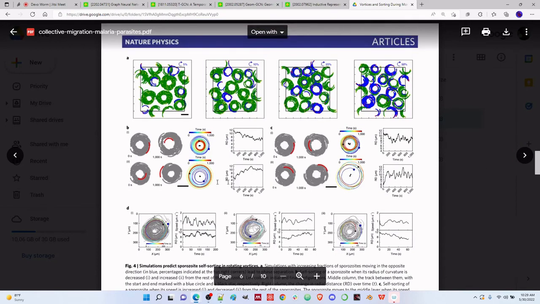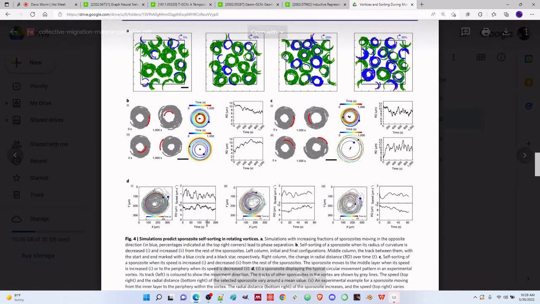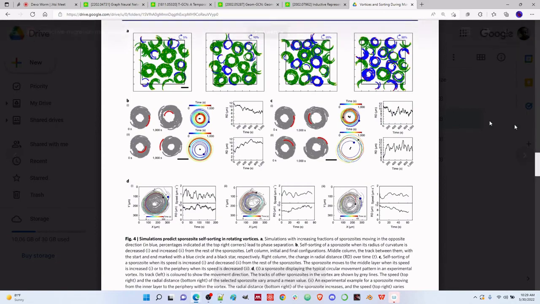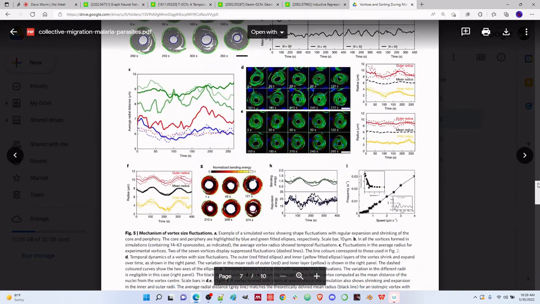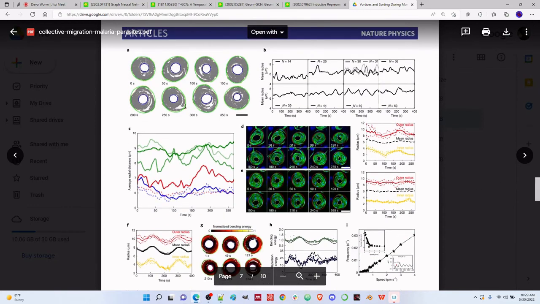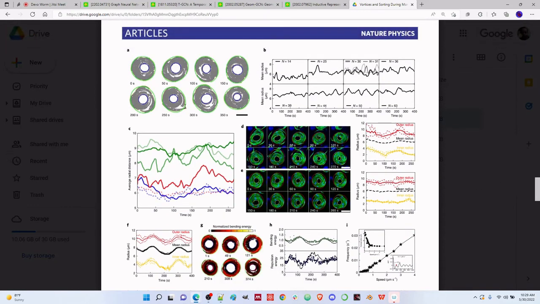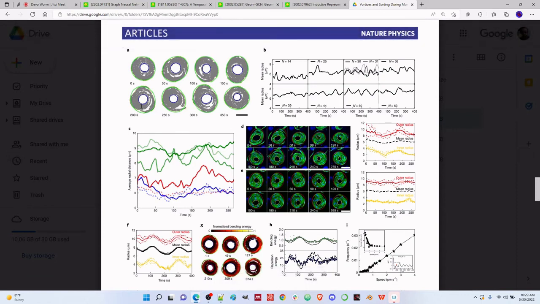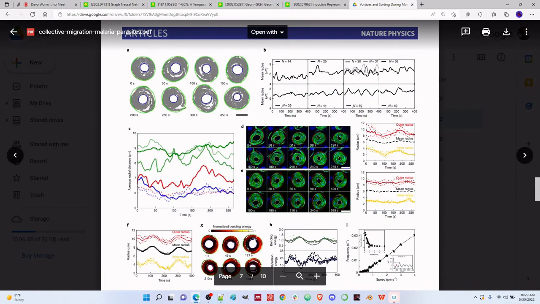So then this is more simulation data. The simulations predict self-sorting and rotating vortices, so they're able to replicate that finding. And then you see these vortex size fluctuations, so they're not static. They don't just sit in a deterministic swarm or collective, but there's a pulsating along the edges, and sometimes they break apart, I imagine, because that's what collectives can do sometimes. And so you can see the different shapes here over time of these collectives.